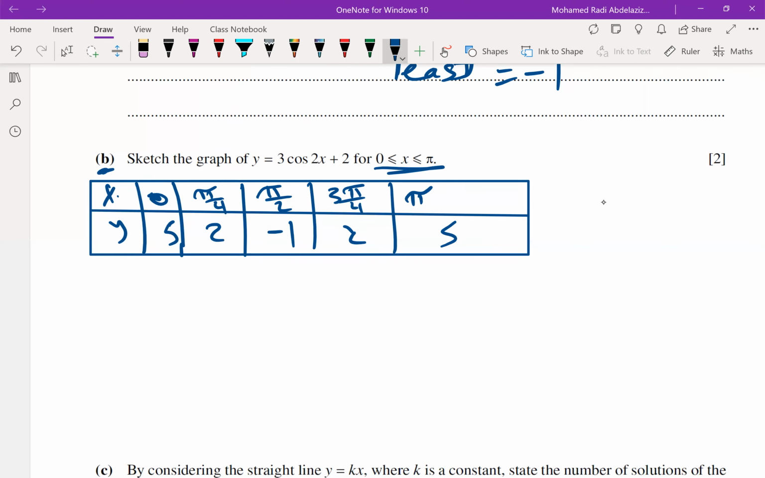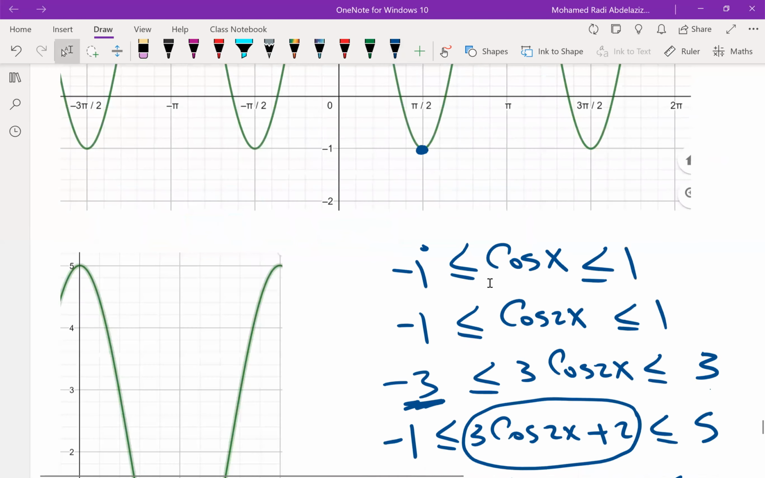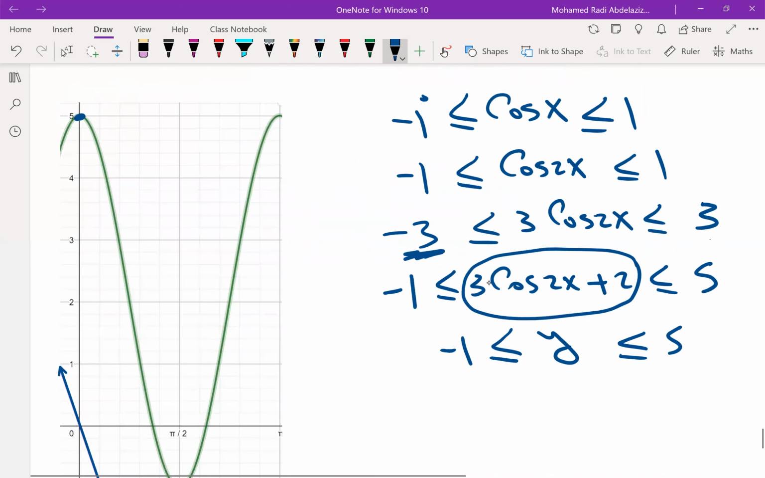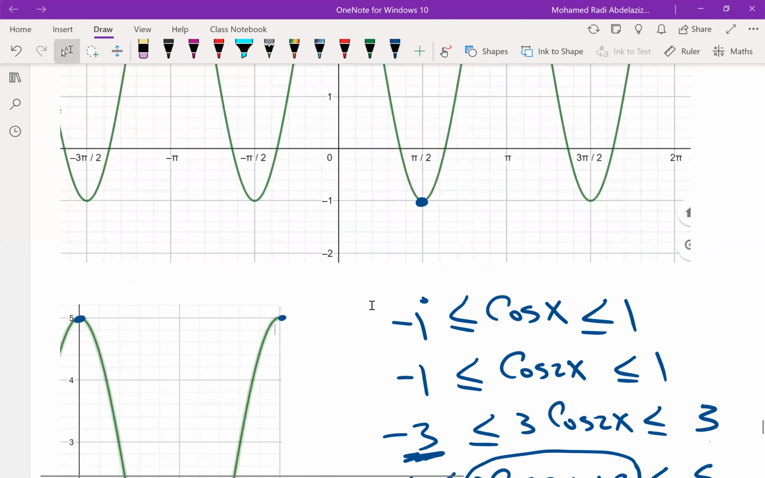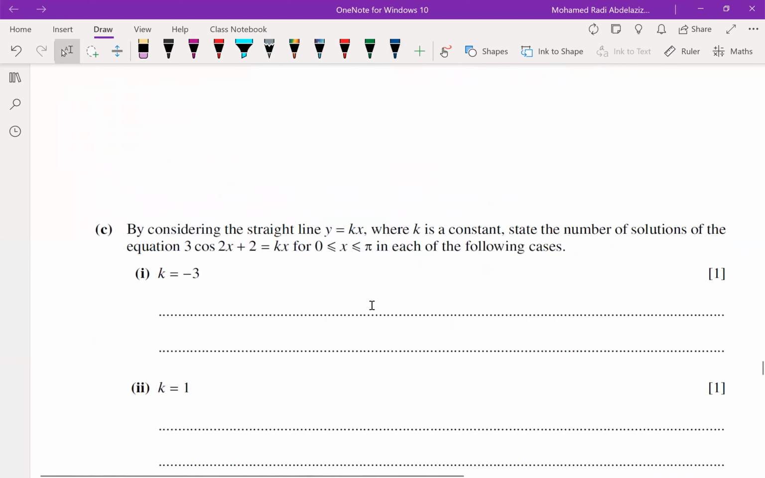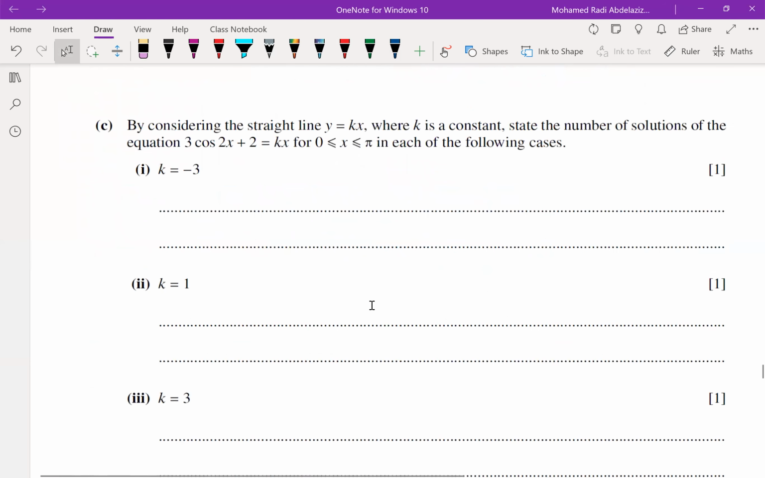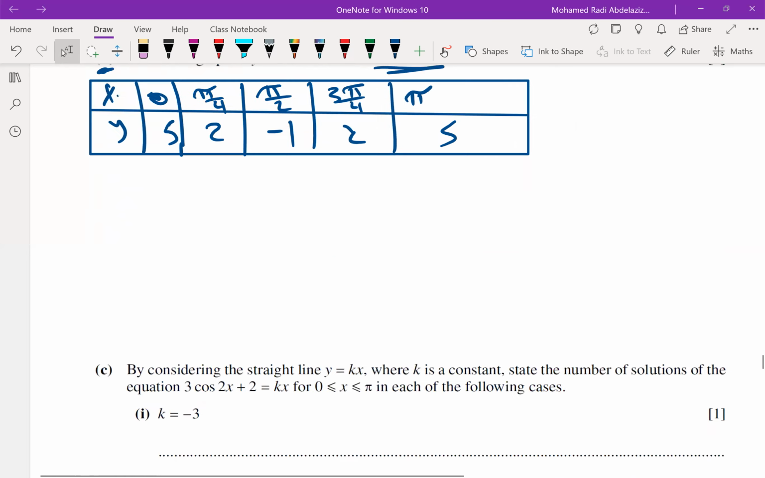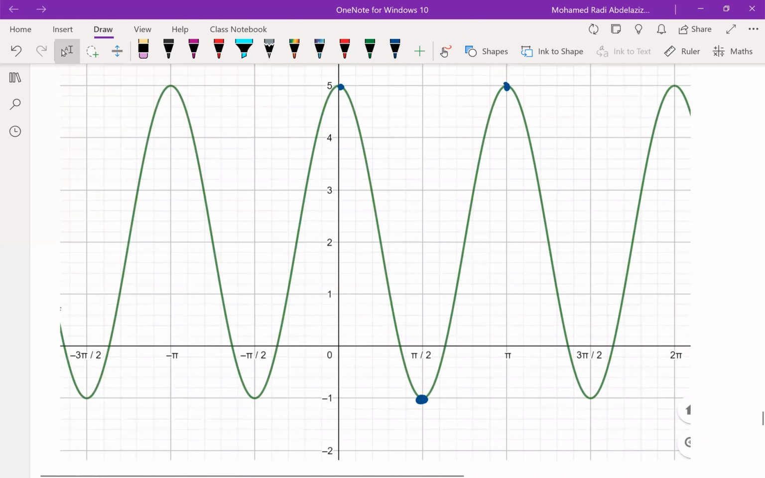By plotting the points, you will get the curve. I will show only the curve from 0 to pi. See, this is only the curve from 0 to pi. It starts from 5, goes down to -1, and ends with 5. This is the graph of the function from 0 to pi. By considering the straight line y equals kx, I will show the graph only for this part.